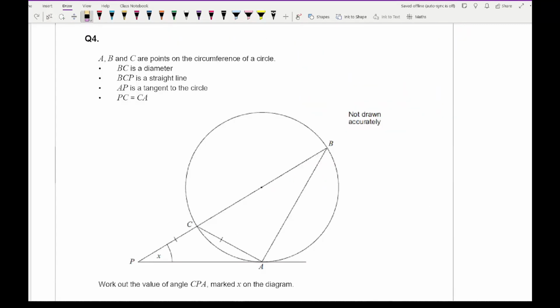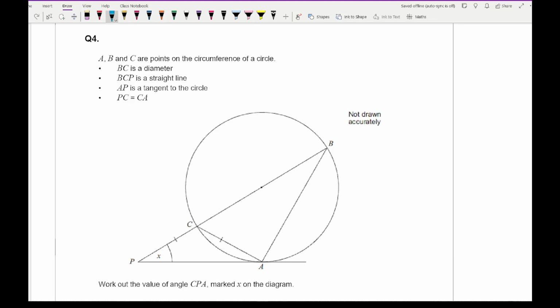Now moving on to question 4, it says A, B, C are points on the circumference of a circle. BC is the diameter, BCP is a straight line, AP is a tangent to the circle, and PC equals CA. The question is asking us to work out the value of CPA, marked x on the diagram. So let's first look at circle theorems, which is what this question is going to be using, and see if we can fill out any of the missing angles that have not been marked to possibly work out what x is.